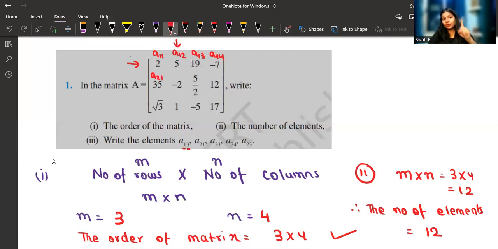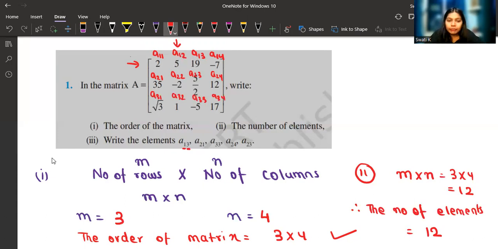Second row, first column. And this is A22, that is second row, second column. This is A23, this is A24. Similarly, this will become A31, A32, A33, and A34. So you can see here that I have written all the entries.